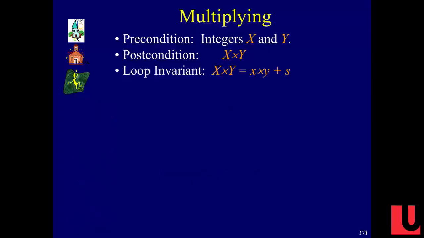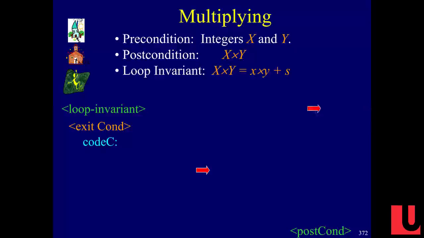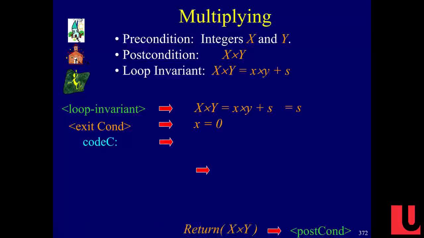Everybody right? So now, do we get our post condition? Well, from the loop invariant, what do we know? We have the loop invariant. From our exit condition, we have x equals 0. Well, if x equals 0, then the loop invariant tells us that s is our answer. The post condition is to return the answer, so all we do is return s. Everybody following? We're all good?